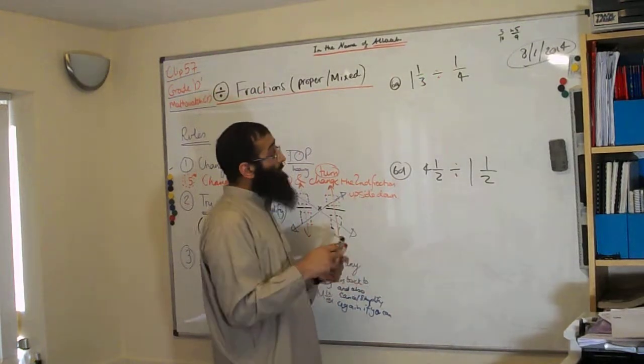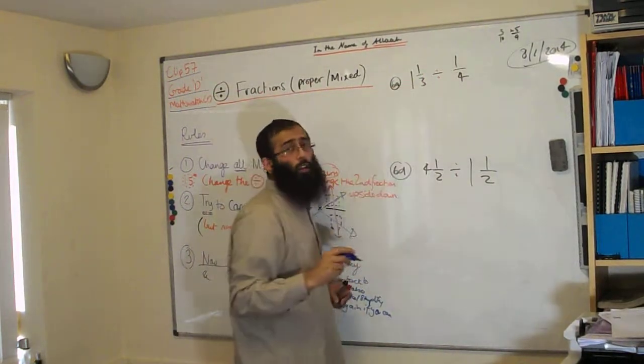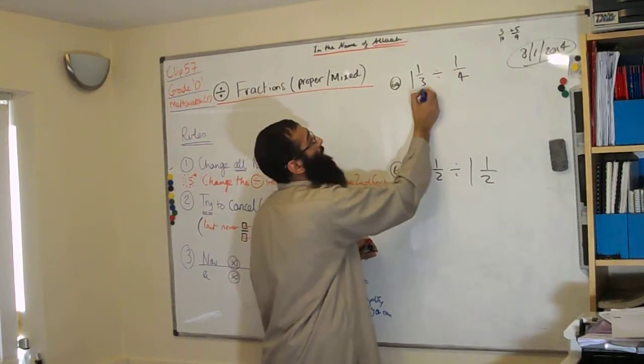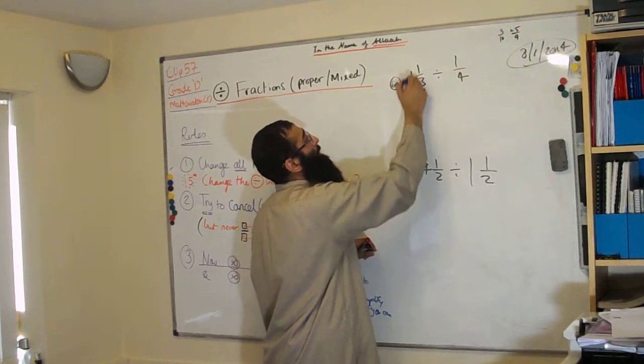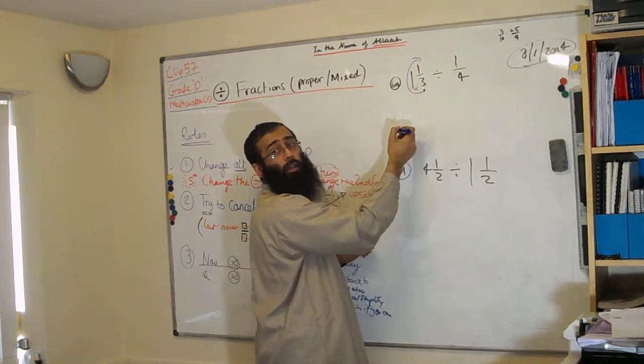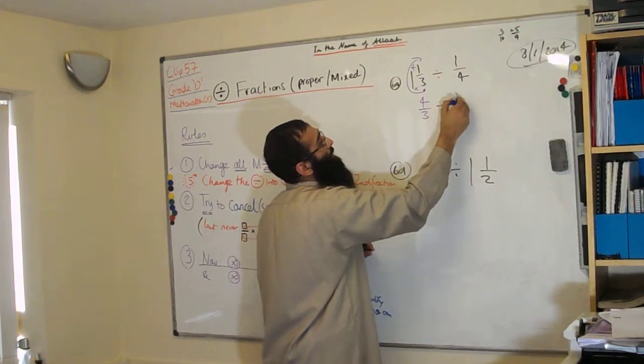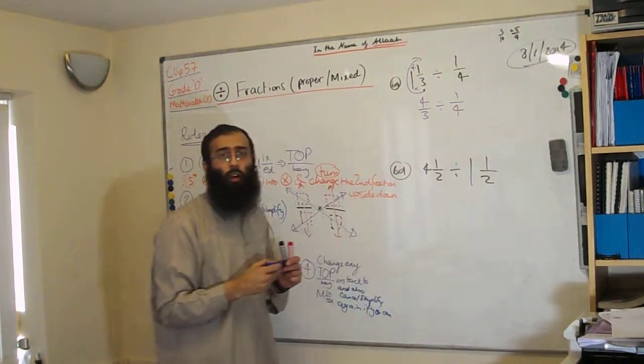Right. We have 1 1/3 divided by a quarter. Here we have a mixed fraction, and here we have a normal proper fraction. So normally we start at the bottom: 3 times 1 is 3, add the 1 will give us 4/3 divided by a quarter.